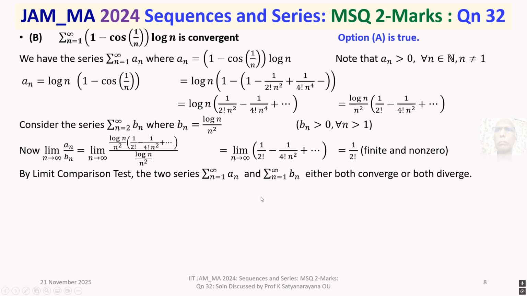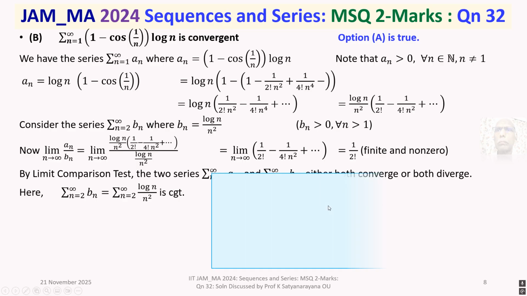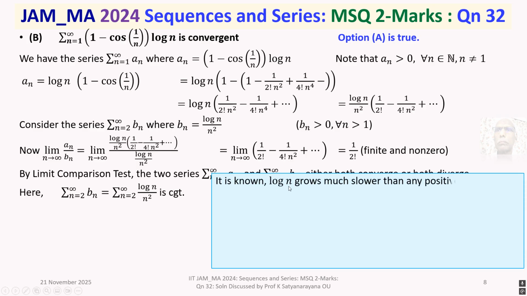Now we see sigma bn. Here sigma n is equal to 2 to infinity bn, which is sigma n is equal to 2 to infinity of log n by n square, is convergent. How? We will show you in this snippet. Right. It is known log n, meaning natural logarithm ln n, grows much slower than any positive power of n.